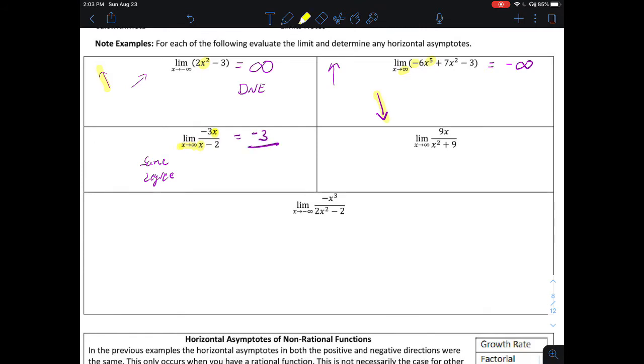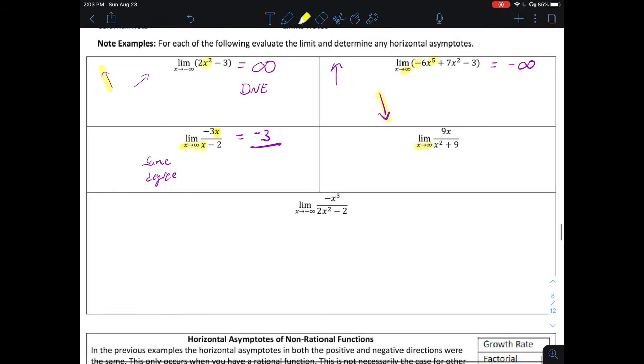Next one here. So limit as x heads towards positive infinity. Okay. End behavior for this rational function that has a degree 2 term in the denominator and a degree 1 term in the numerator. So this one here is bottom heavy. And if it's bottom heavy, that means it's going to have a horizontal asymptote of y equals 0, which means that's what the limit's going to equal.